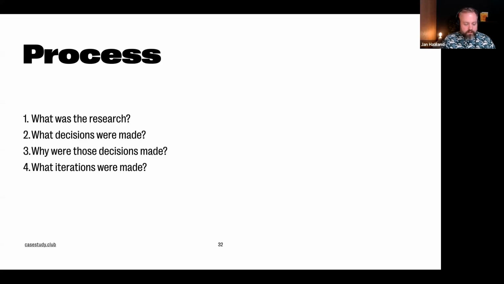Then at the process level, what was the research? What decisions were made? Why were those decisions made? And what iterations were made?